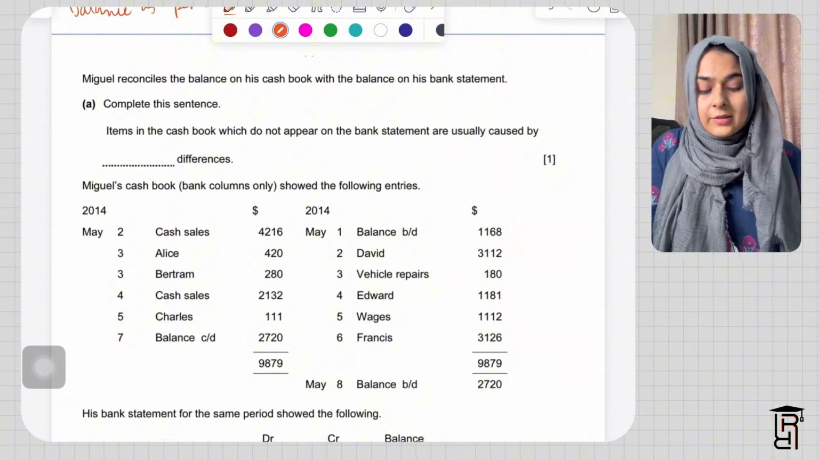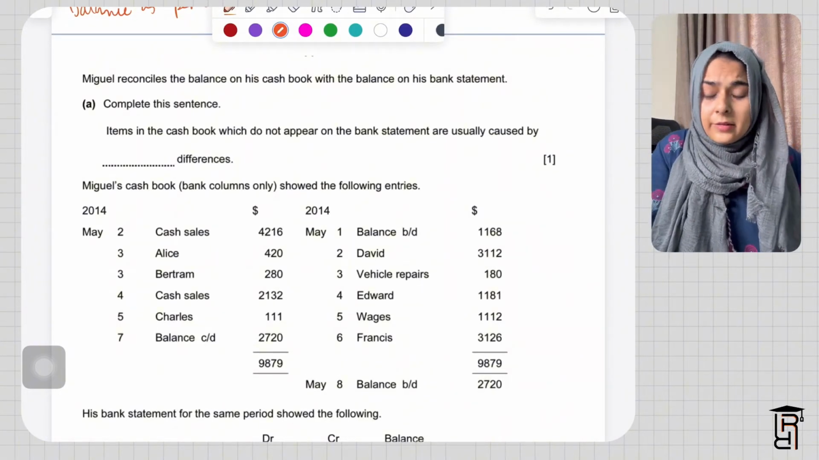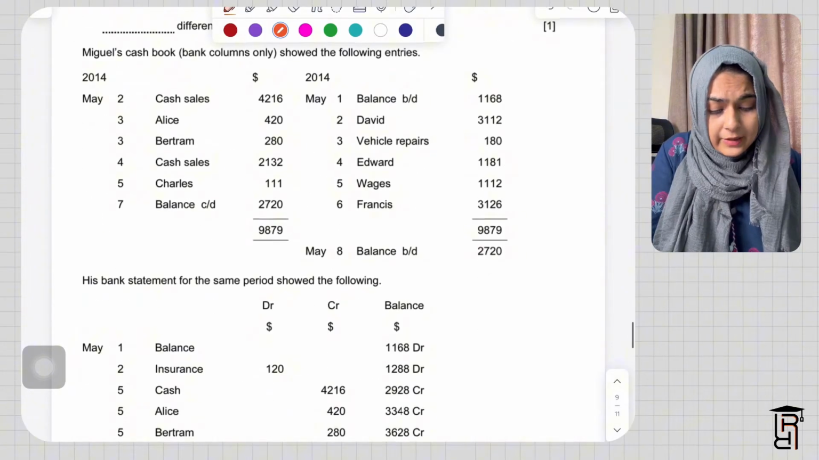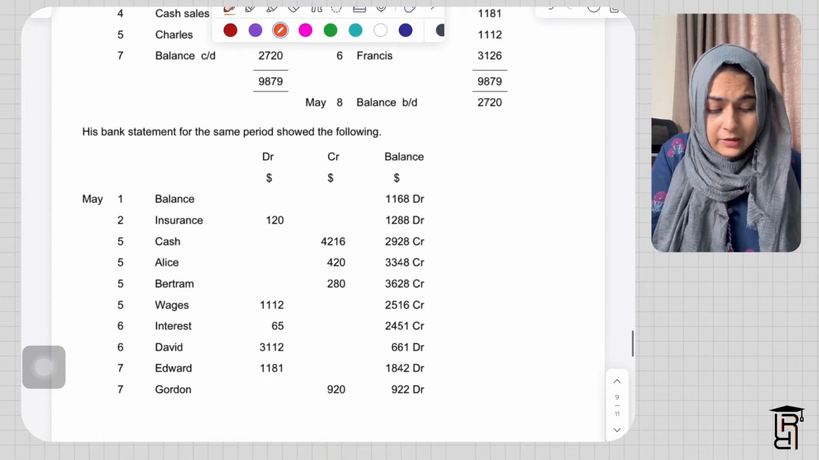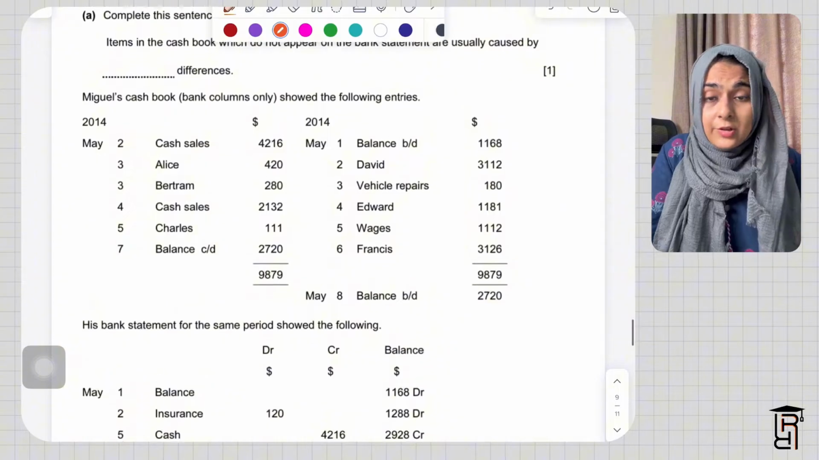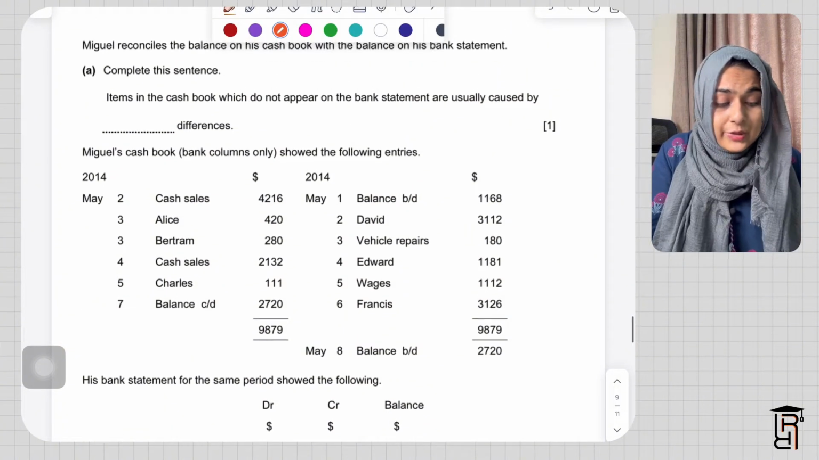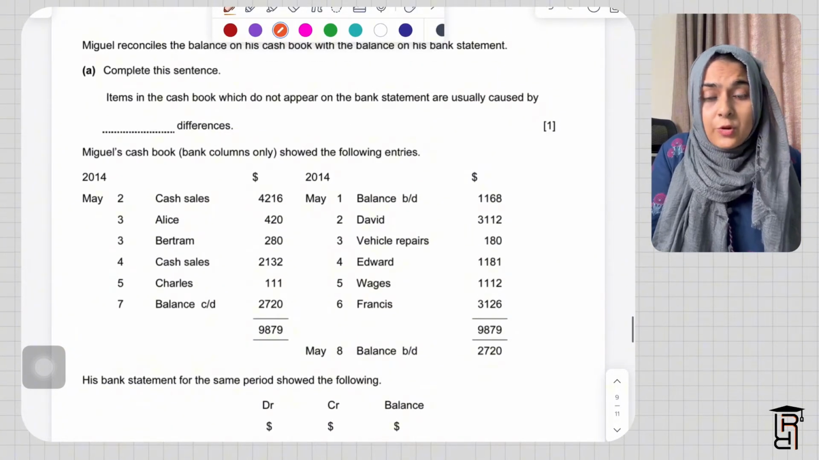Assalamu alaikum everyone. So this is another question from bank reconciliation, and this basically gives you another bank statement, and there is also a cash book. What you need to do is make an updated cash book, and also make a bank reconciliation statement.